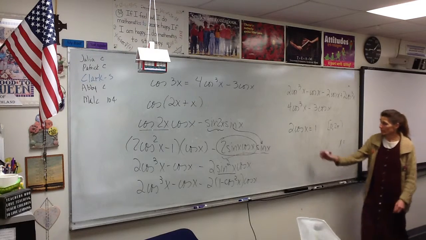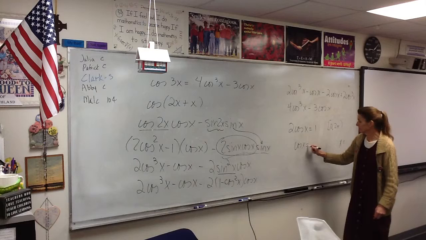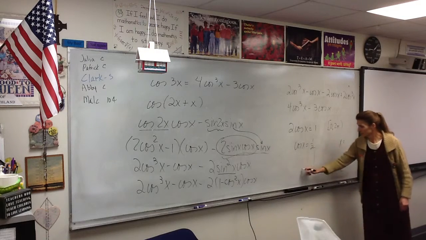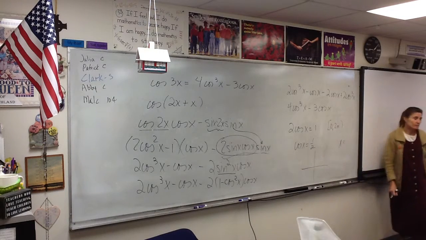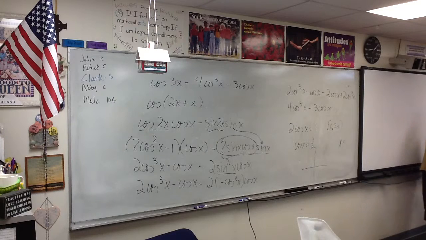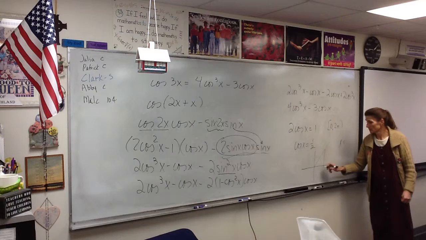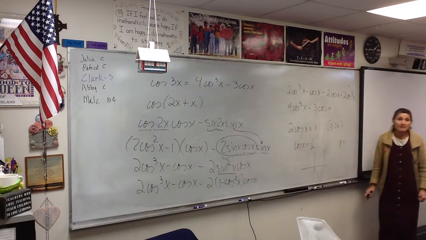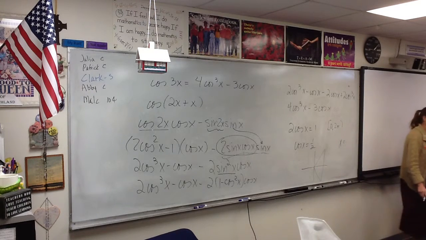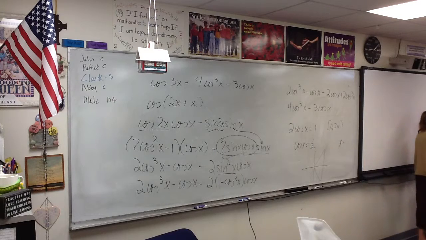All right, so here we go. Cosine x equals 1/2. Where does the cosine equal a positive number? In quadrants 1 and 4. How do I know the cosine is a positive number in 1 and 4? Cosine is x over r, and x is positive in quadrant 1 and 4.